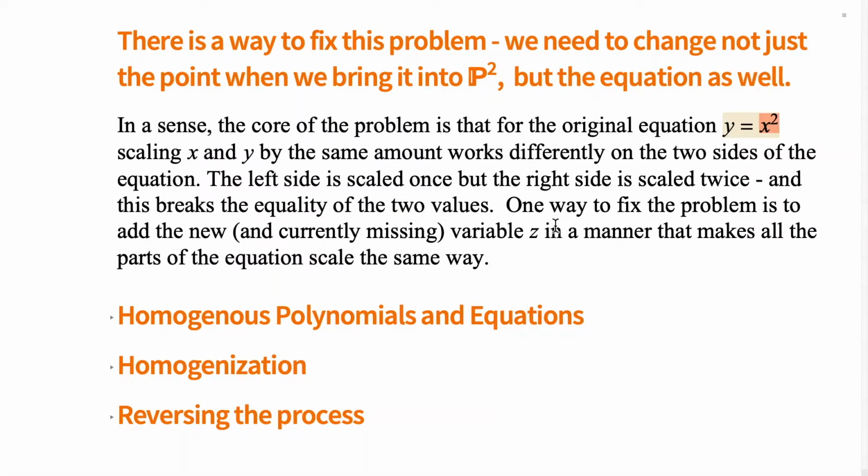One way to fix the problem is to add the new and currently missing variable z to the equation in a manner that makes all the parts of the equation scale exactly the same way. And when you do that, you're now going to talk about what's called homogeneous polynomials and equations.